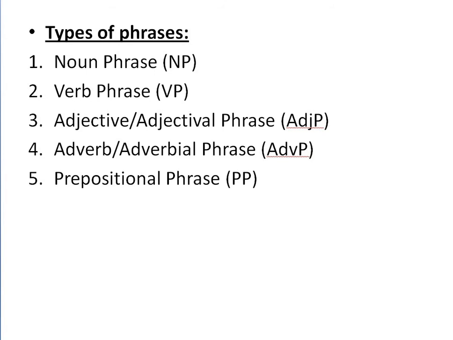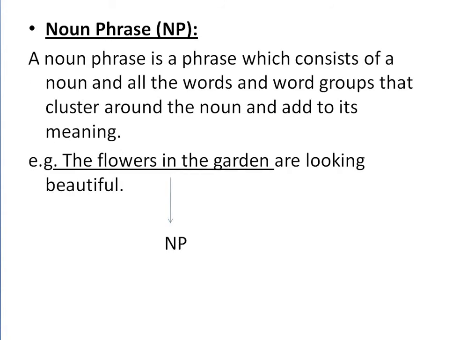There are many types of phrases. We have the noun phrase, which we denote as NP. We have the verb phrase, the adjective or adjectival phrase, the adverb or adverbial phrase, and the prepositional phrase. What is a noun phrase? A noun phrase is a phrase which consists of a noun and all the words and word groups that cluster around the noun and add to its meaning. By the name, you get the idea that the phrase must contain a noun and all other parts that modify that particular noun.